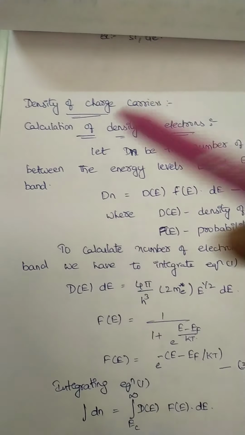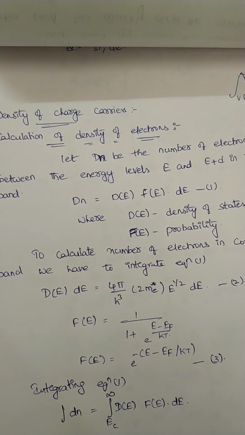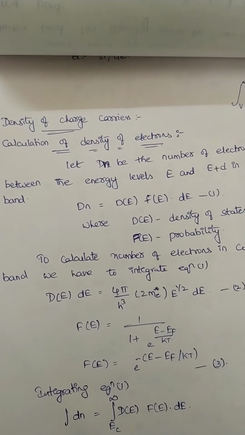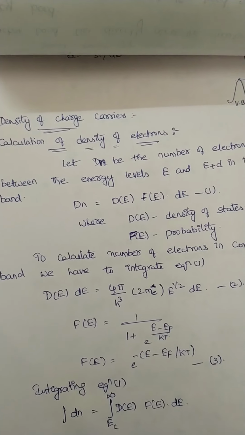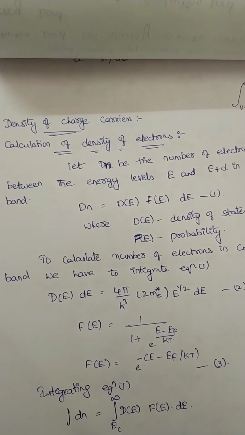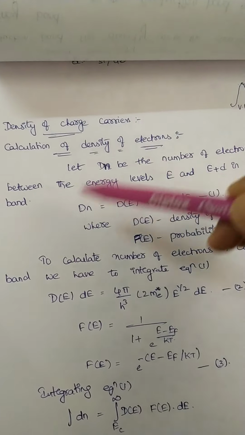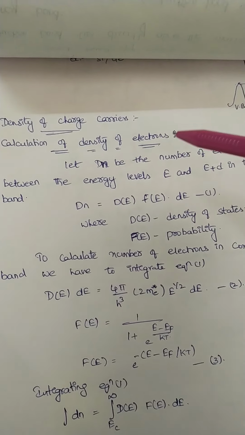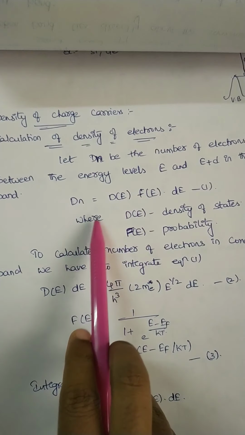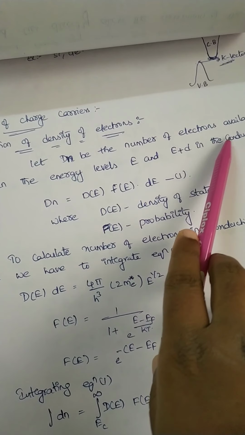Next is the density of charge carriers. In the case of the intrinsic semiconductor, we represent n equals Nc e to the power of minus (Ec minus Ef) by kT, and we have the formula. How is the formula derived? It comes from the density of the charge carriers. For that we have to calculate the density of electrons. We consider that dn is the number of electrons in the energy levels E and E plus dE.